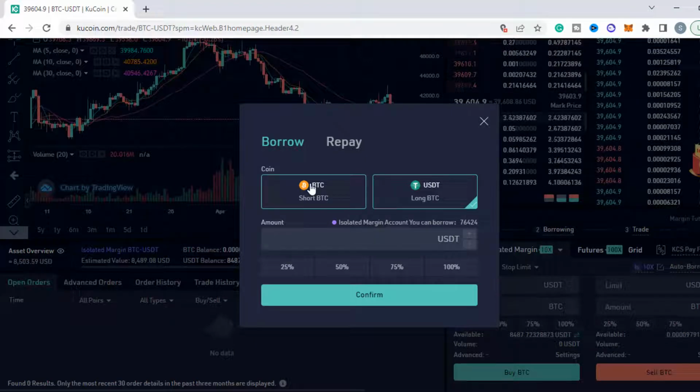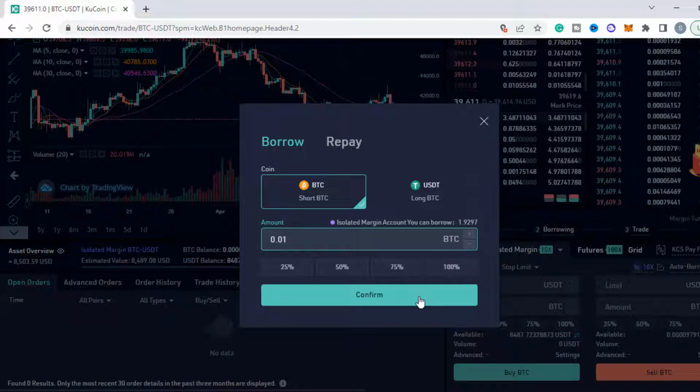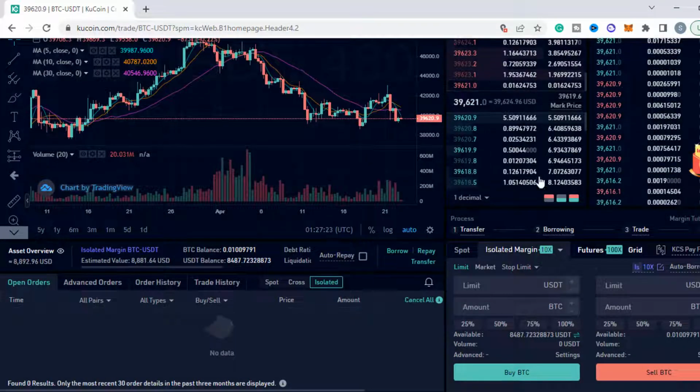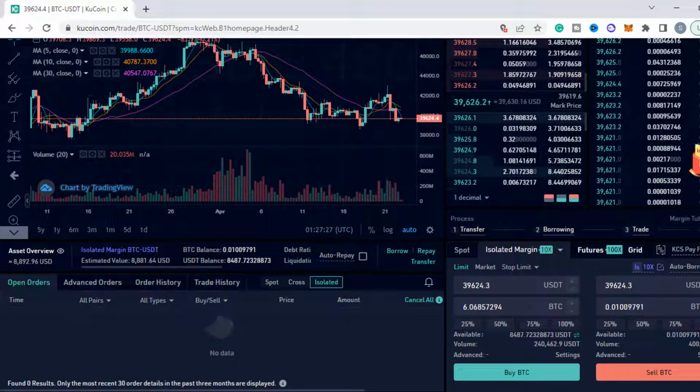We do this when we think the market is gonna drop, so we can buy it back at a cheaper price. We have to buy it back at some point because we have to pay back the Bitcoin we just borrowed. This is why it's important to put a stop loss.